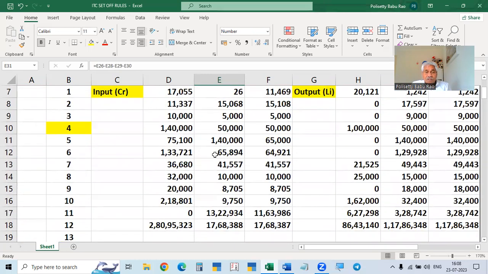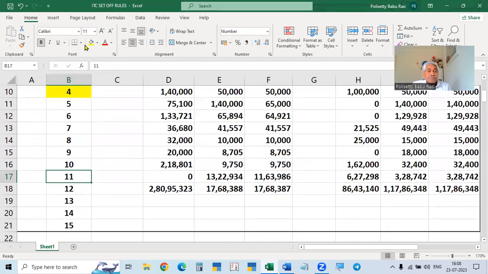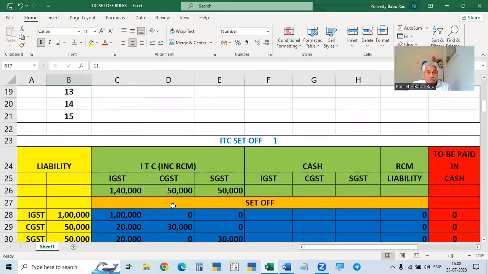This is a simple example. There is no liability for IGST, and there is no ITC in liability. So this we will take up. See here, you can take this up. So if we take the 11th one, see here, I will make this 0.